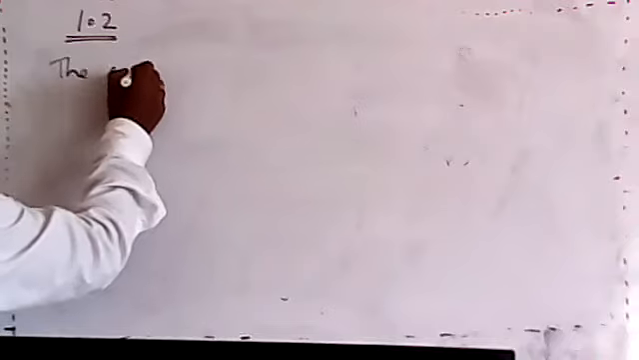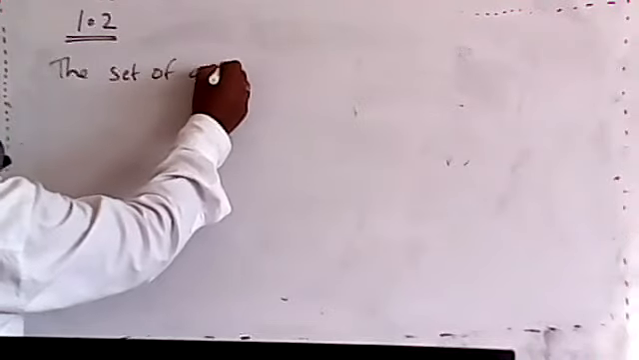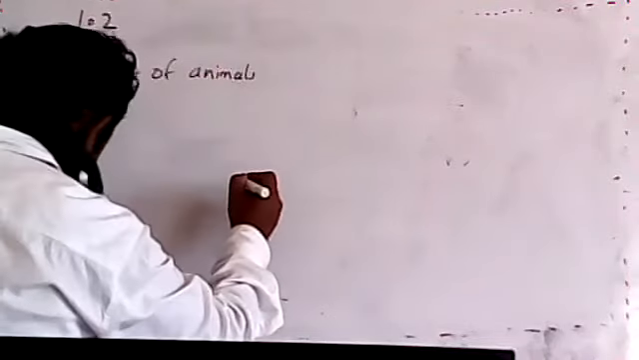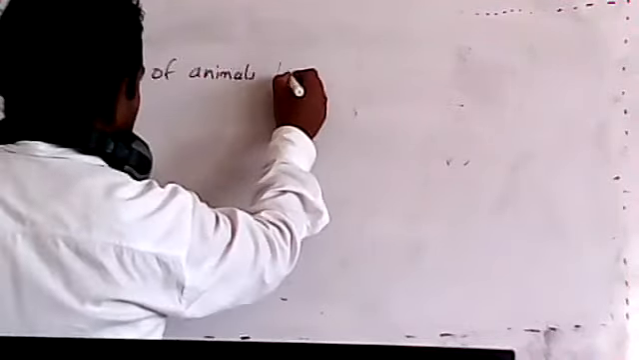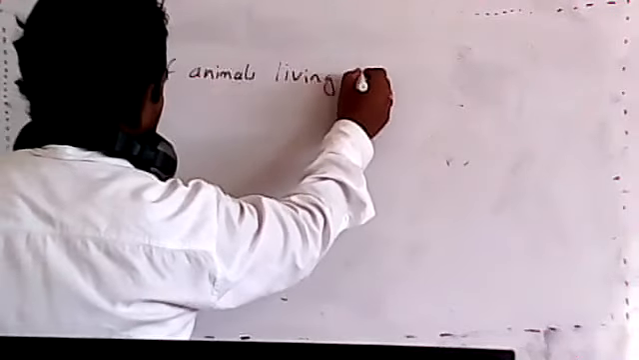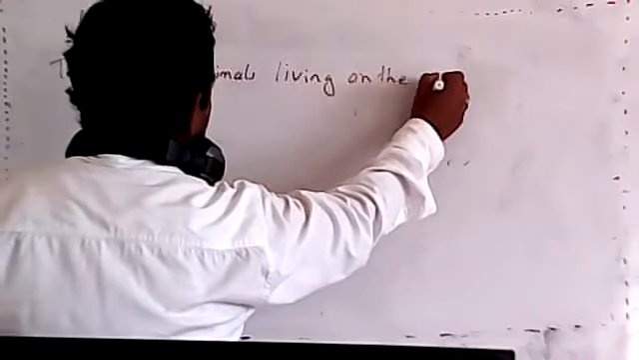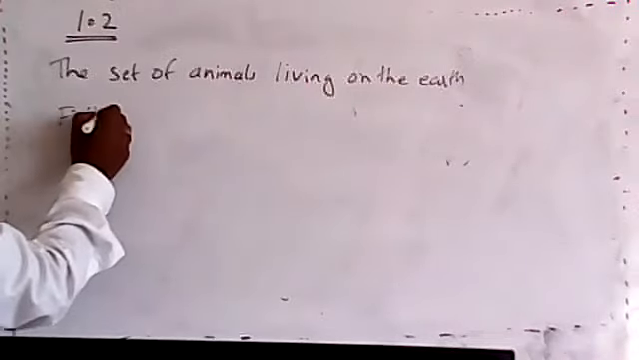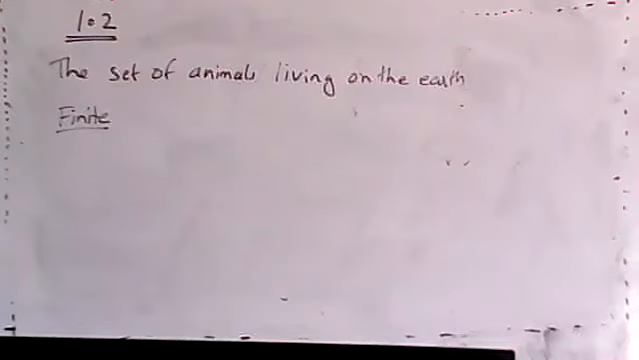The set of animals present on the earth, living on the earth. It is what? Finite. It means it is possible to count. Good. Oh, 1.6 million species of animals. Good collection, good understanding.